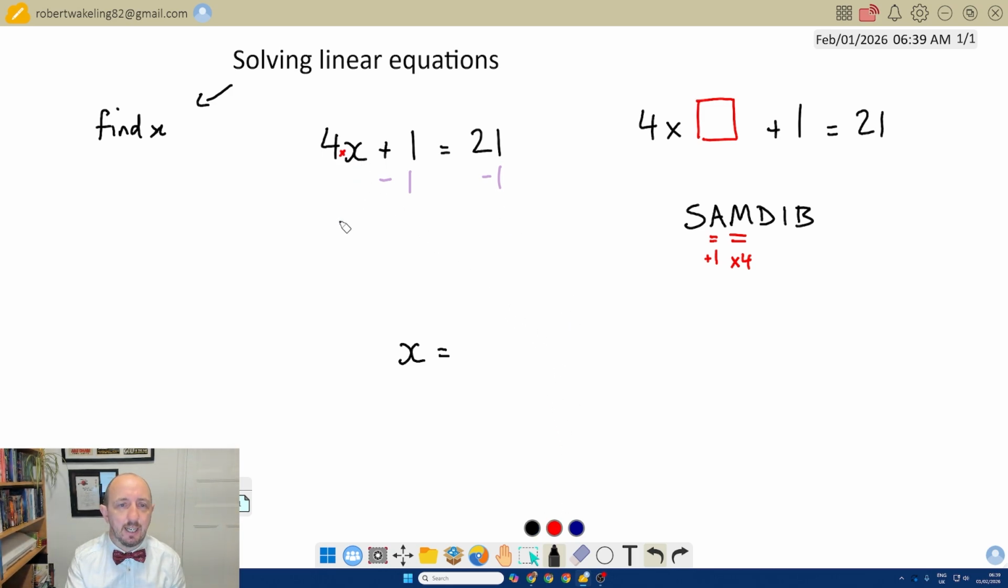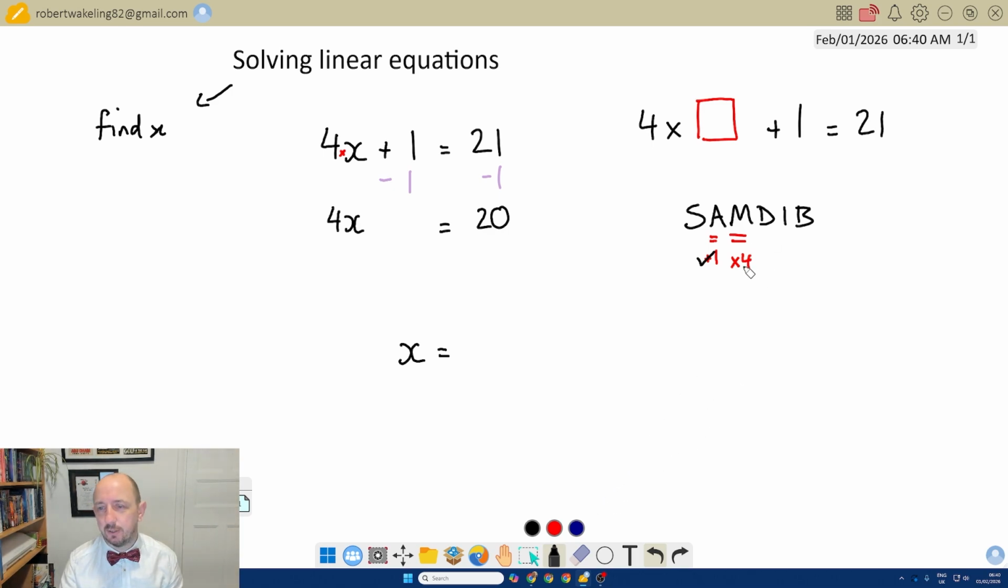We've got 4x here that hasn't been touched. The plus 1 and the minus 1 gives you 0. Okay, so that disappears now. And on the right hand side, I've got 21 take away 1, which is 20. And hopefully you'll notice by doing this minus 1, I got rid of my plus 1 in one step. That's now disappeared. This is taken care of.